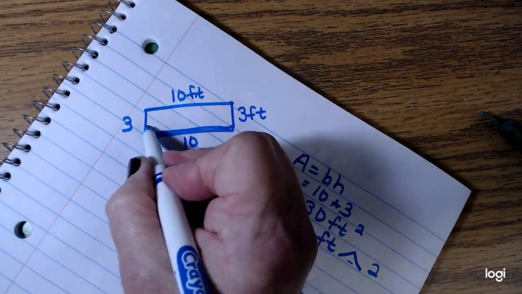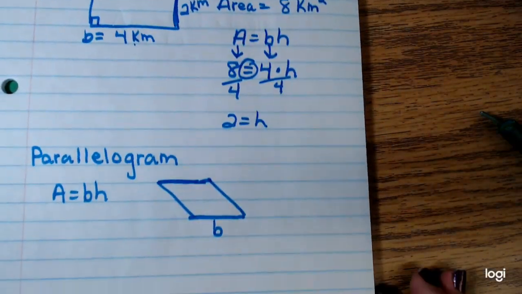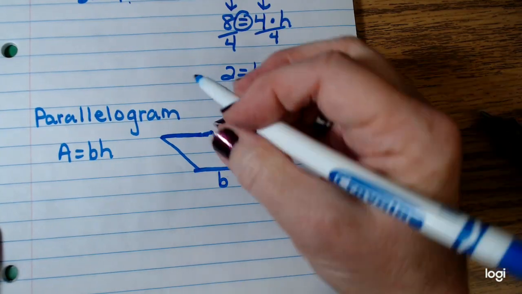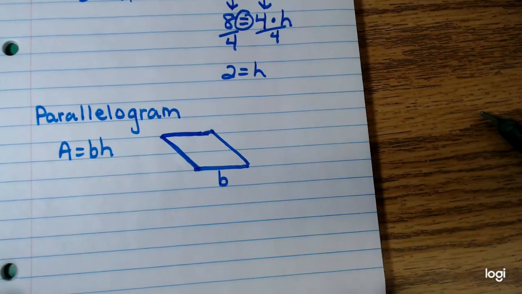I had a right angle. Well, I don't have a right angle on my parallelogram, so this diagonal is not my height. I have to find the height.